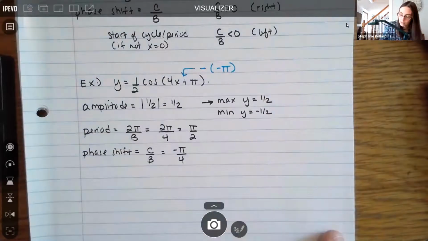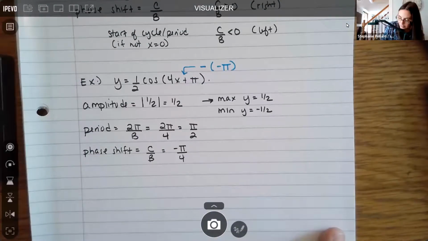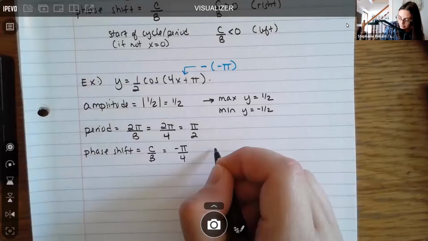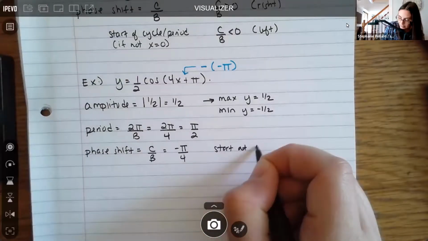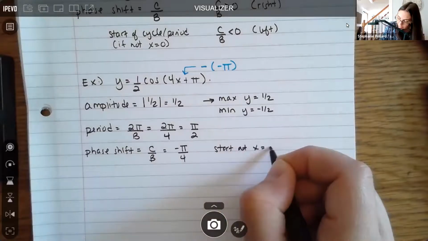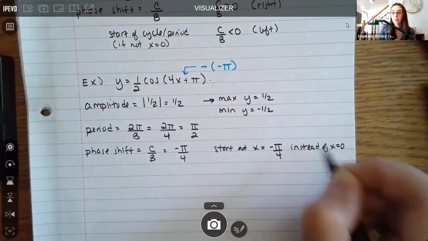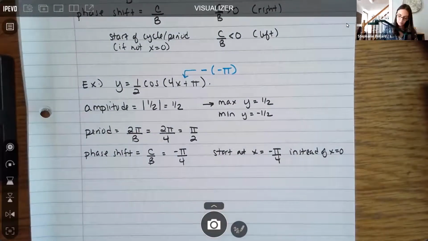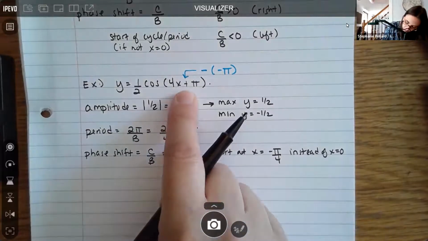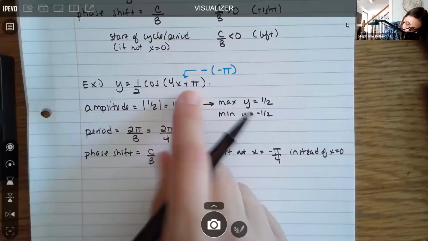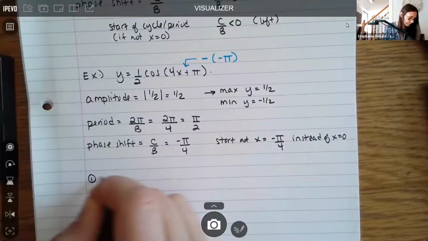So we're going to start our cycle at negative pi over 4 instead of 0. And again, because it's negative, you're going to the left. So you're going to start to the left here. And again, that's something to watch out for whenever you have a phase shift. All right, so we start the cycle at negative pi over 4.